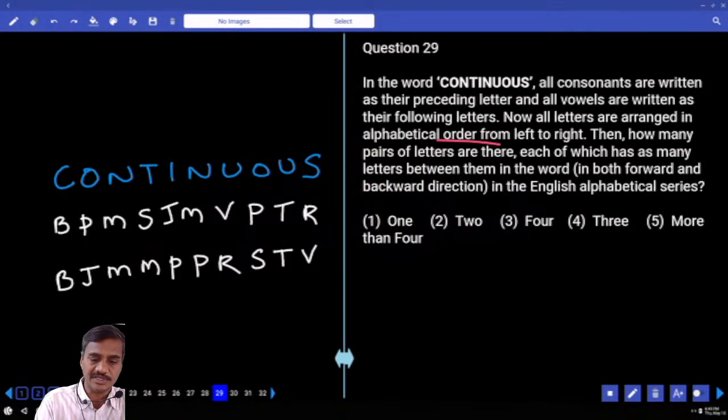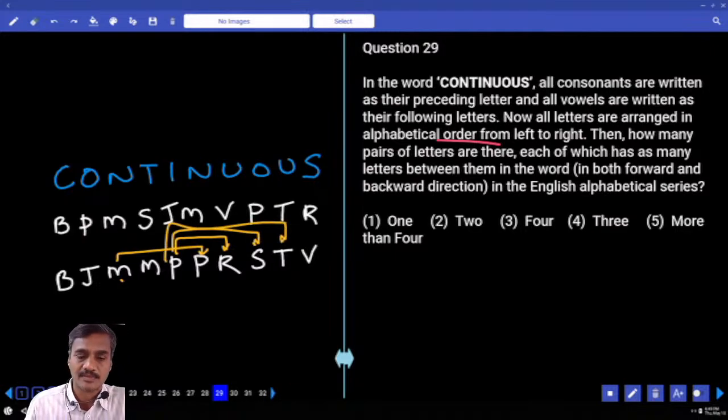B, C, D, E, F, G, H, I, J, K. J, K, L, M, N, O, P, Q, R. And M, N, O, P: M to P there is one pair. N, O, P, Q, R, S, T. And next one M, N, O, P, Q, R, S. And P, Q, R: P to R there is one pair. P, Q, R, S, T: P to S there is one pair. And P to T one pair. P, Q, R, S.